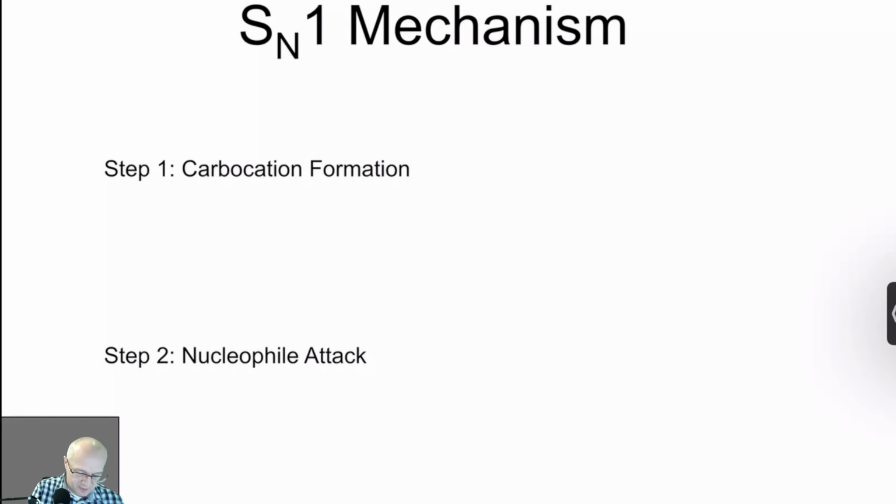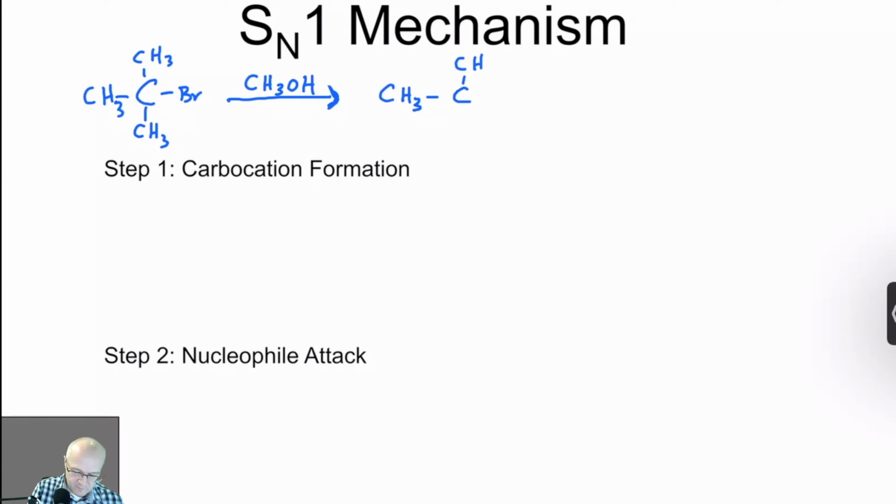So let's draw the example up here. I'm just going to redraw the reaction so we have a reference point, using a polar protic solvent. You get the ether and HBr. Okay, so that's the reaction. Now let's talk about mechanism.